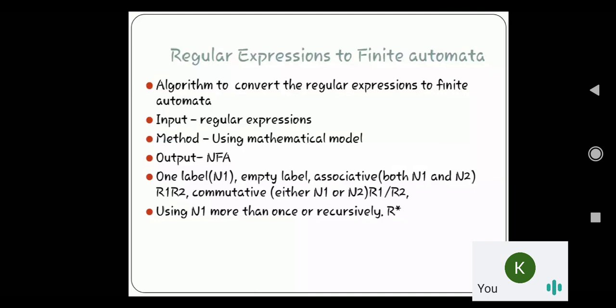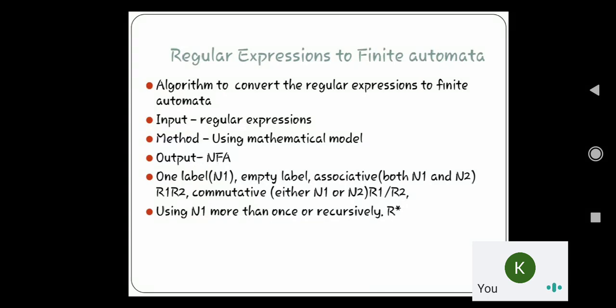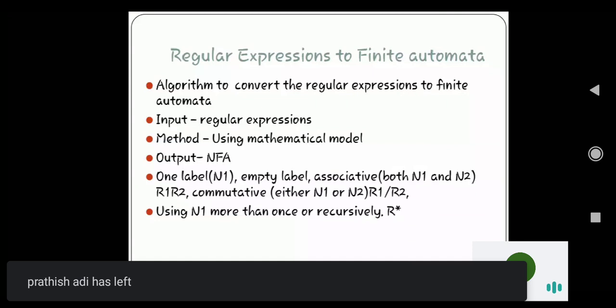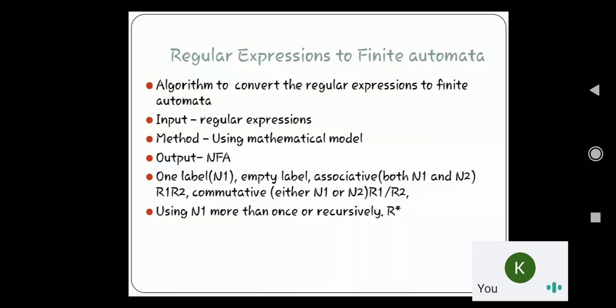The first conversion that we have over here passes only one label. So the first example here is using one label. In this slide, the statements are: one label, n1, empty label, associative, commutative, and the last statement, which is about more than once, or recursively. So these are the 5 important steps that we have in this algorithm.